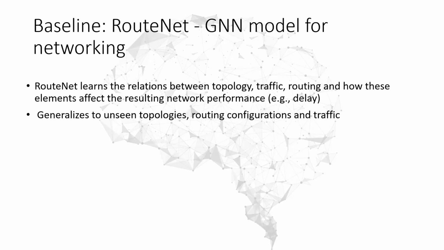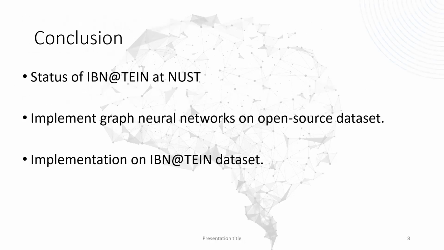So for now, the conclusion is that I discussed the status of the IBN at NUST. In the future, we are going to implement the graph neural networks that are going to be trained on the open source dataset. And after taking the data from Jeju University and the whole data set, we can train on the same network we will train on the IBN data set. So this is all about my presentation.